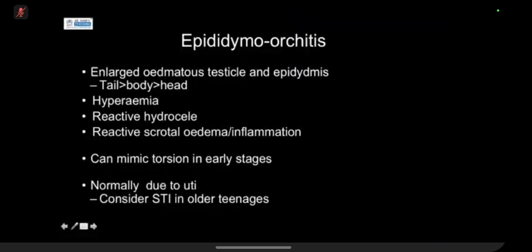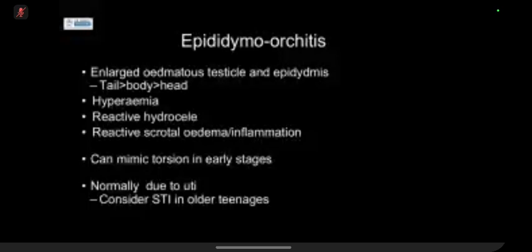So epididymoorchitis tends to give you an enlarged edematous epididymis and testicle, and you can get them individually. You can get just epididymitis without the orchitis, and in the epididymis it tends to affect the tail more than the body, more than the head. So that's where it tends to start, in the tail. And you see hyperemia, and you can get reactive changes, as we saw in the last case, hydrocele and scrotal edema and inflammation. But early on, you may think it's torsion because the patient presents as if they're having torsion, with scrotal pain and swelling, and you may not get the full hyperemia early on. You might just see an enlarged edematous testicle.